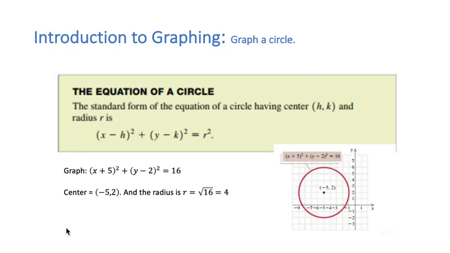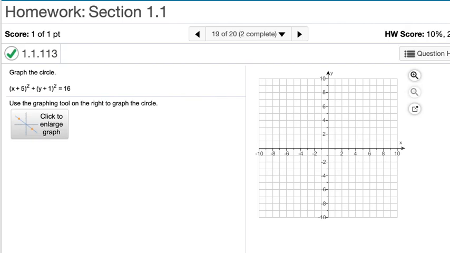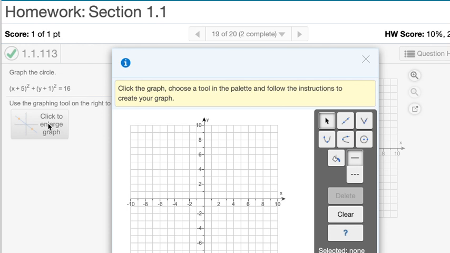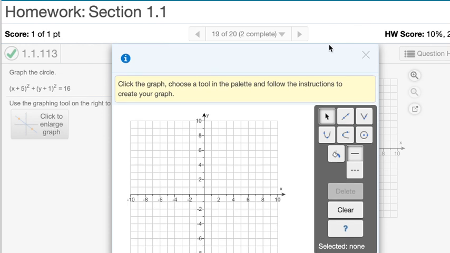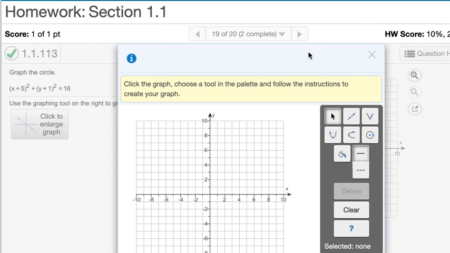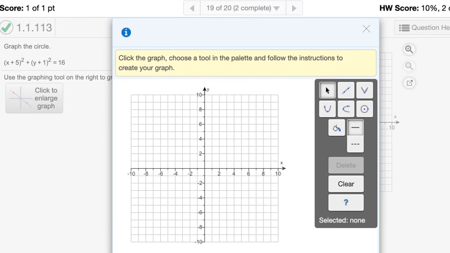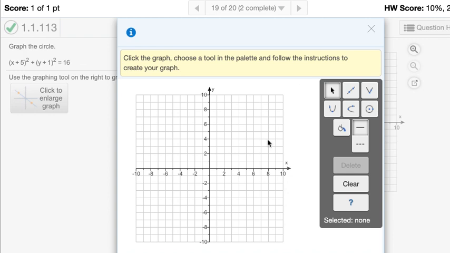All right, doing it on MyMathLab is a little bit different. So I want to go through an example from MyMathLab with you. Okay, so here it's asking us to graph the equation of the circle, x plus 5 squared plus y plus 1 squared is equal to 16. So I'm going to click on the enlarge the graph tool. Let me move this up so that you can see it. There you go. That's a little bit better.